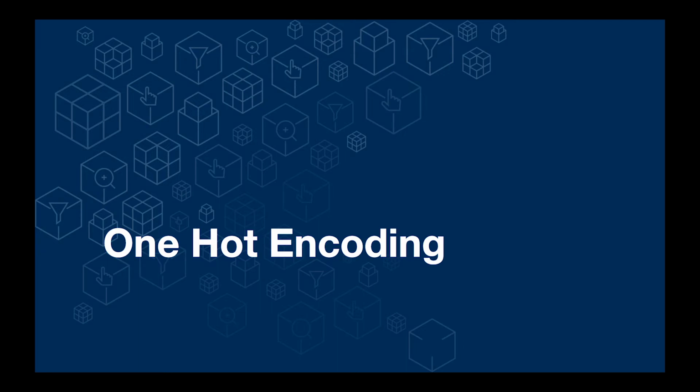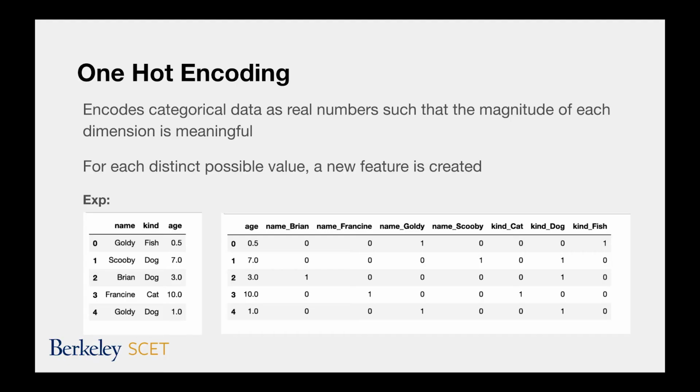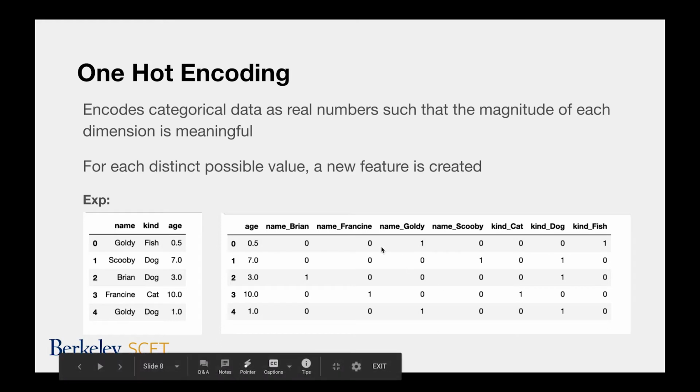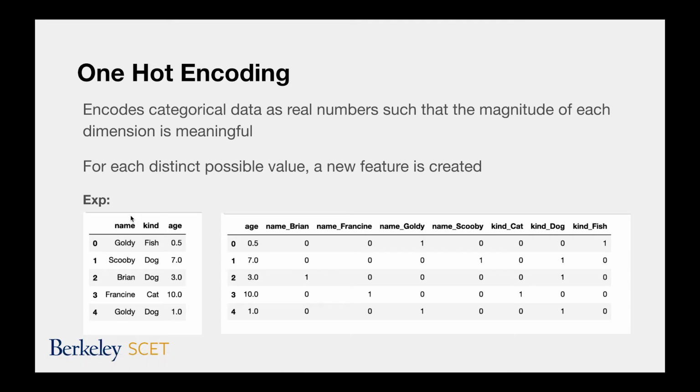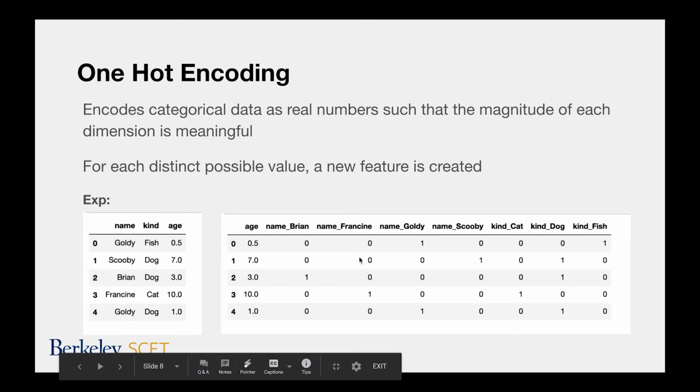So let's move on to the first topic that we're covering, which is one-hot encoding. One-hot encoding turns data into numerical data by creating a distinct feature for each possible value. For example, you can take a categorical column such as the name column, and it creates new feature vectors such as name_Brian and name_Francine for each of the distinct possible values, Brian and Francine. What you're left with is numerical data where the magnitude of each dimension is meaningful.